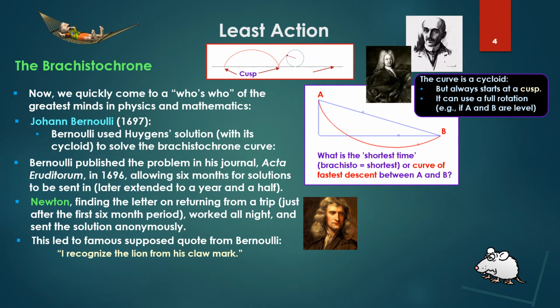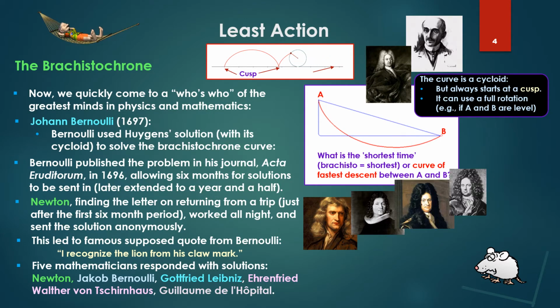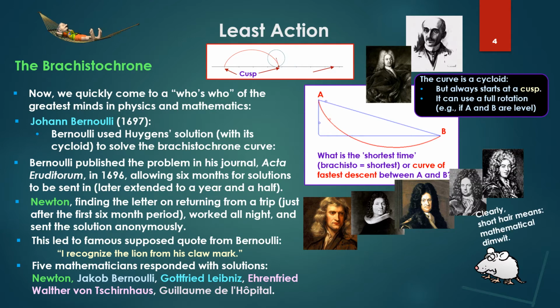This led to a famous supposed quote from Bernoulli: I recognized the lion from his claw mark. So he saw instantly it was Newton. Now 5 mathematicians responded with solutions: Newton, Jacob Bernoulli, Johann's brother, Gottfried Leibniz, Ehrenfried Walter von Tschirnhaus, and Guillaume de L'Hôpital. So here we go, all the various guys. And note, definitely you had to have long hair to be a mathematician, apparently.